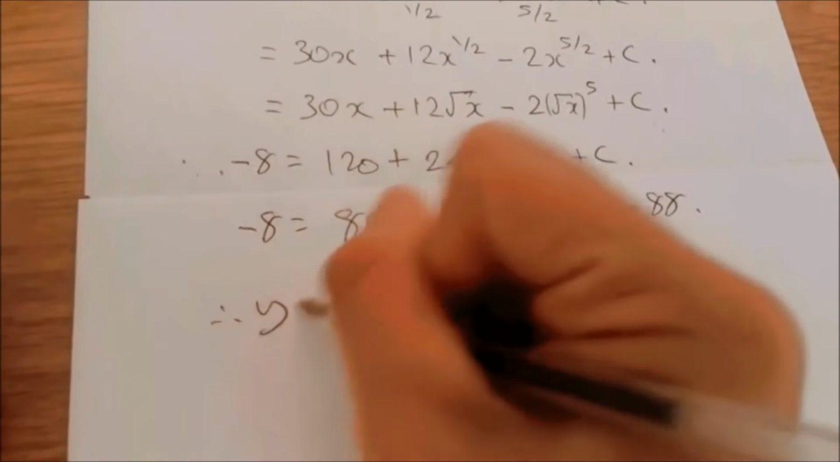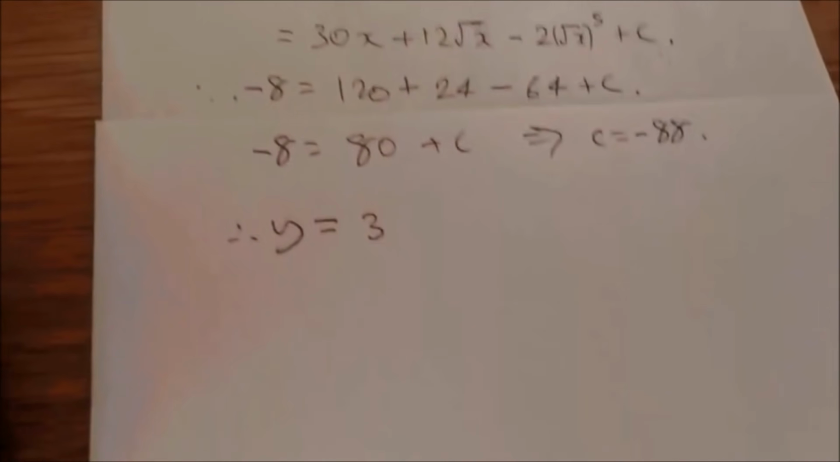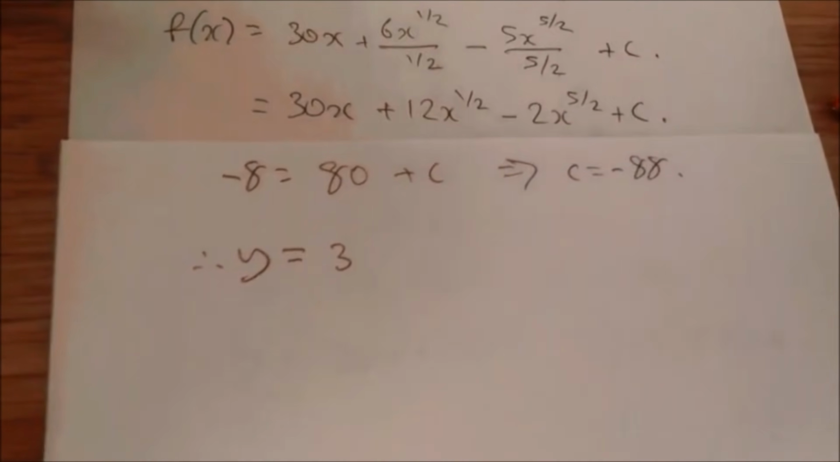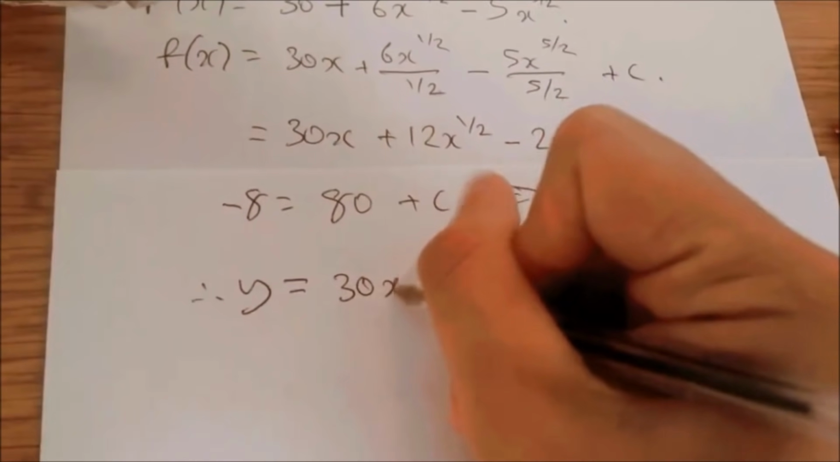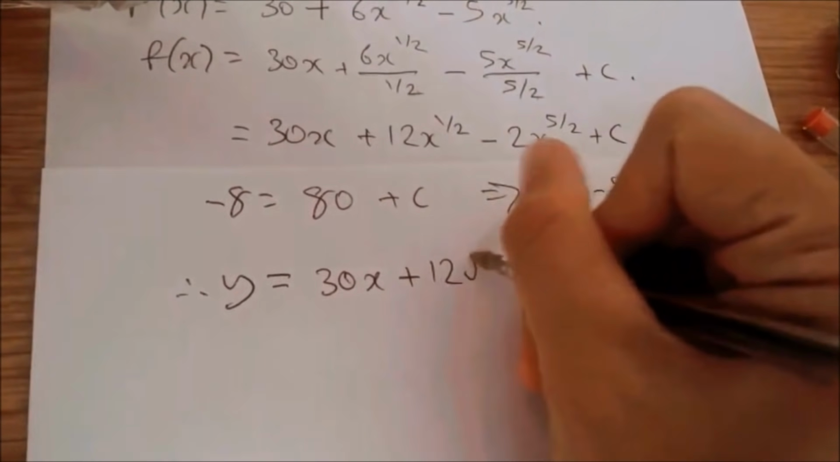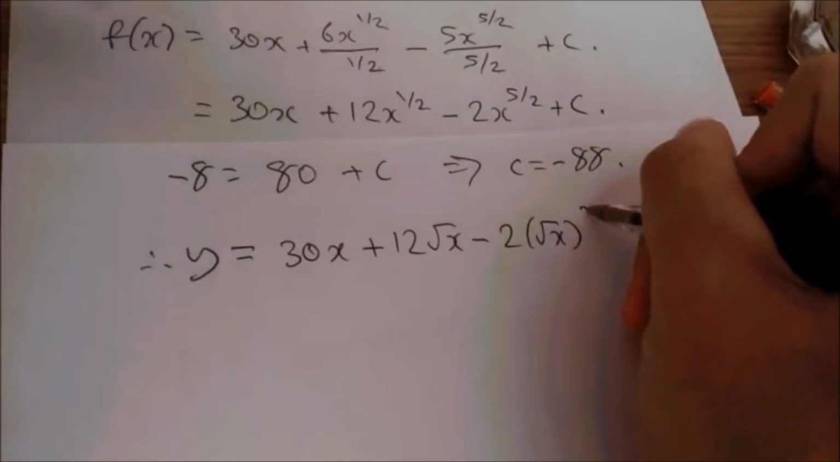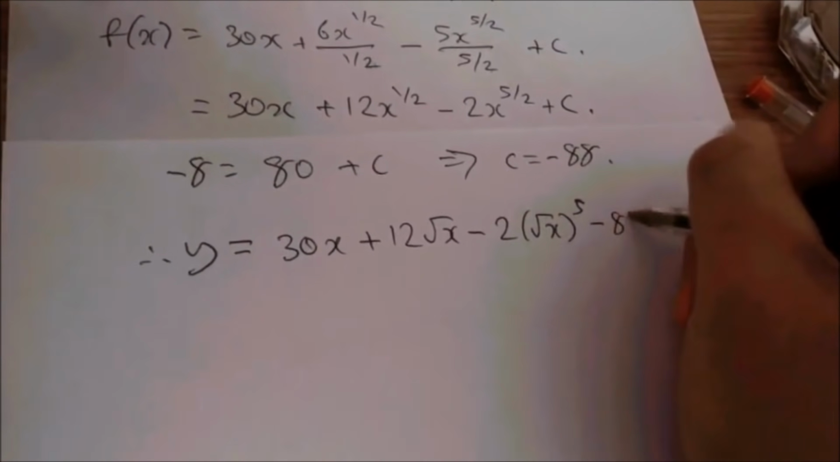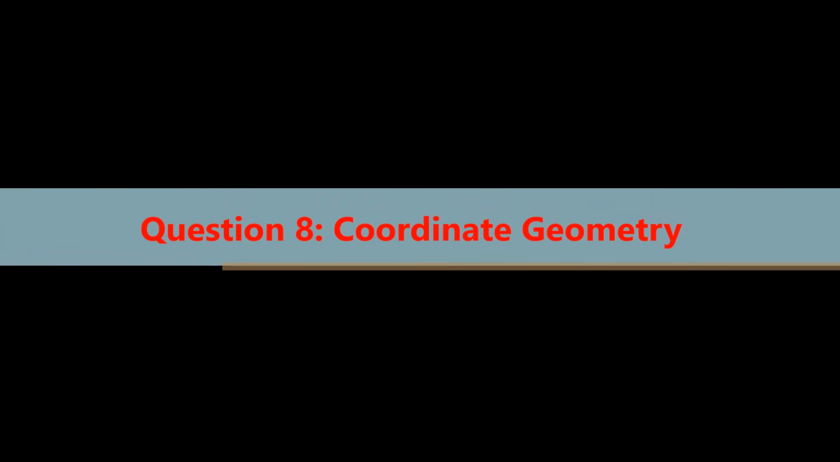So therefore y equals 30x plus 12 root x minus 2 root x to the power 5 minus 88. And that's it, guys. Hope this helps.